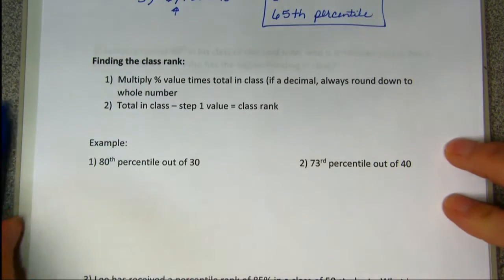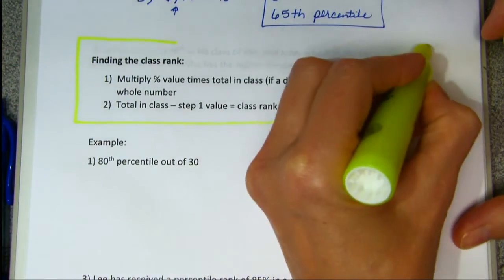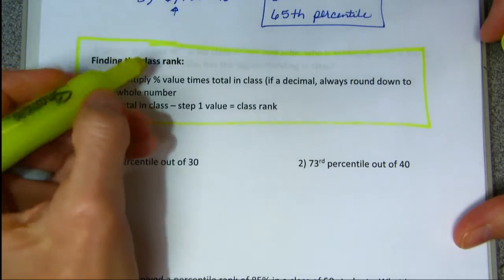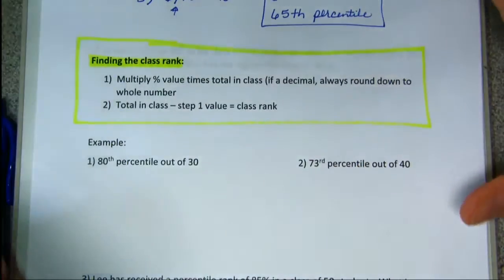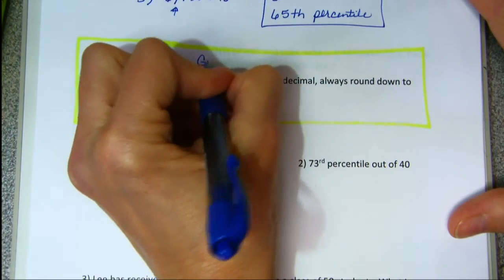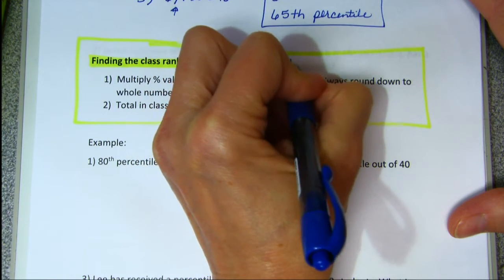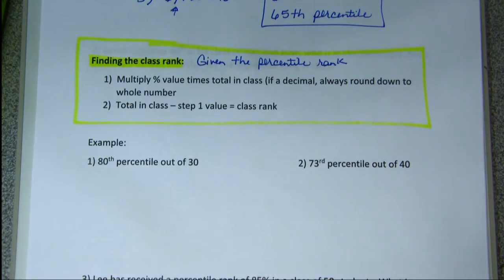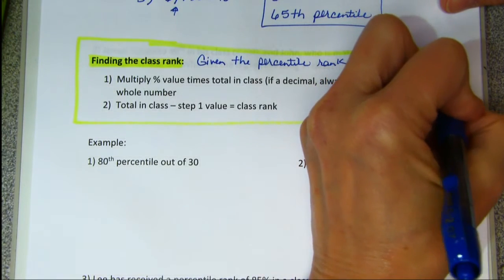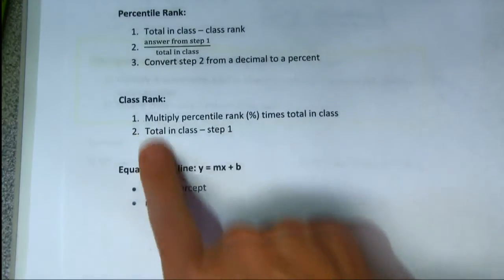Well, now, in these steps, we're finding the class rank, all right, which means we will be given the percentile rank. Okay? And again, you can find these steps on your formula sheet right here. Okay? All right.